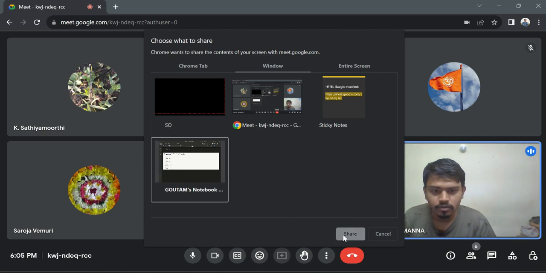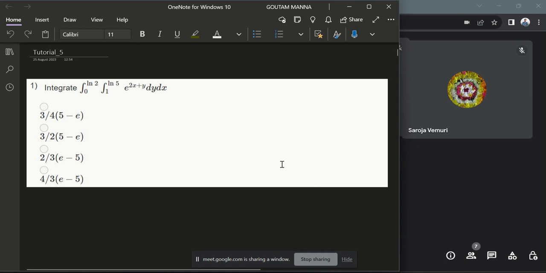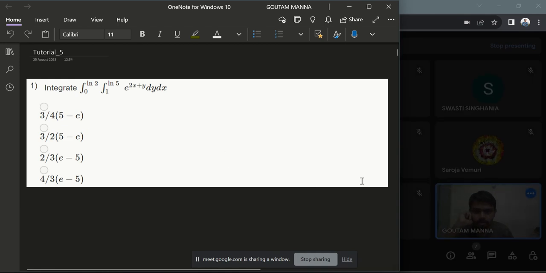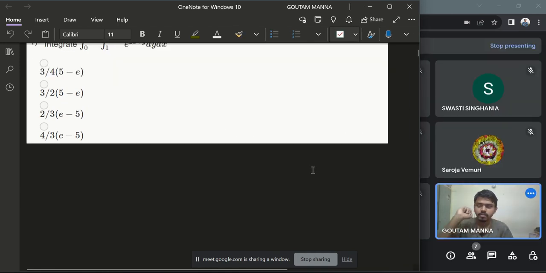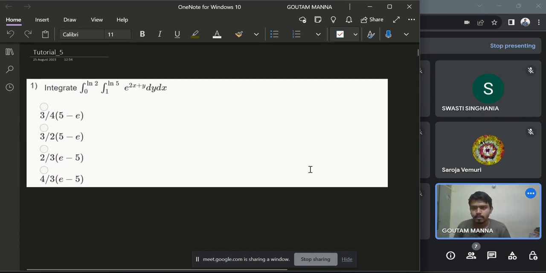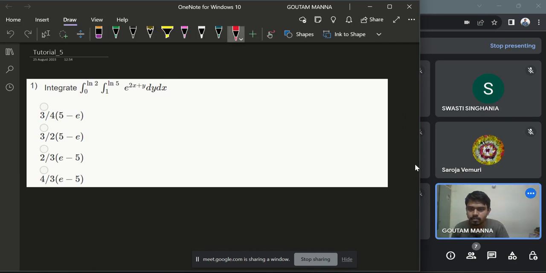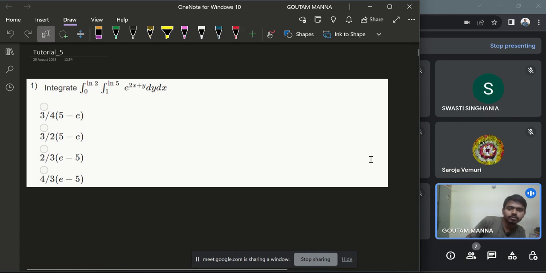As I am solving the problems, I will request you to solve them parallelly. It will be a good exercise for you. Almost all problems of this tutorial will be on double integral.